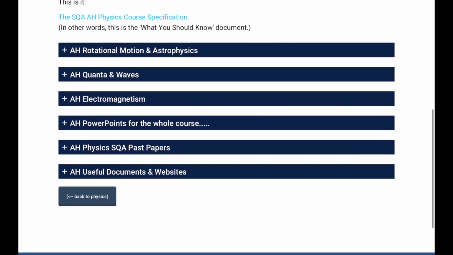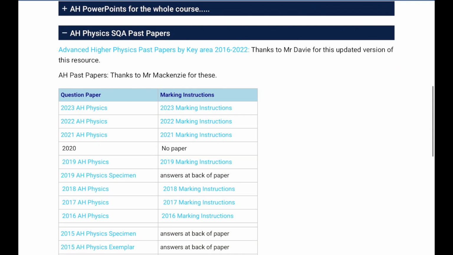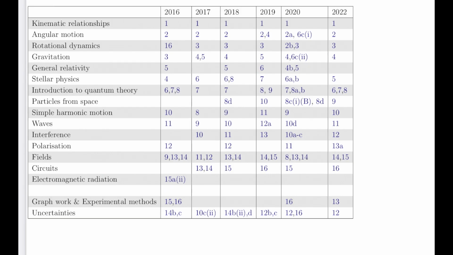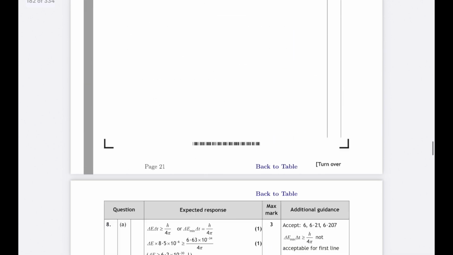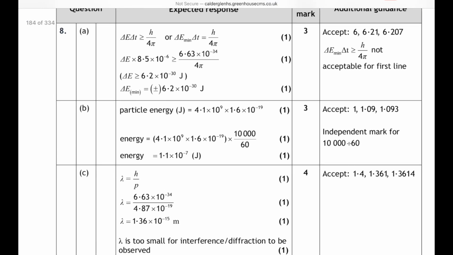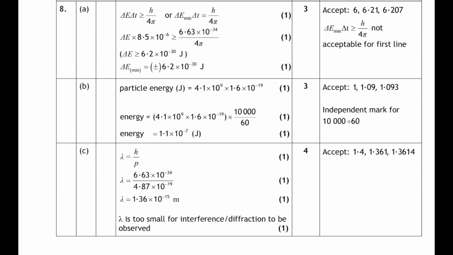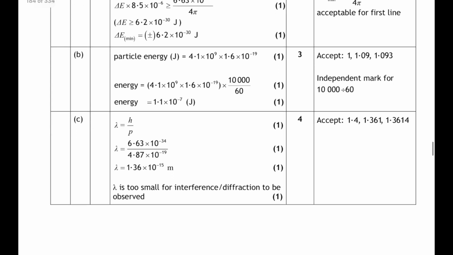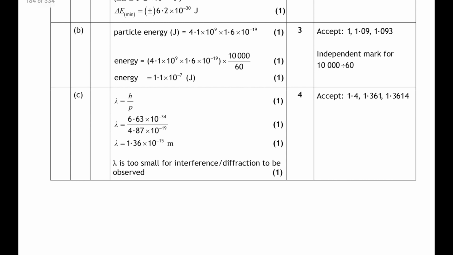And in fact, here's a good wee tip for you. If you use Mr. Davey's past papers by key area, and you click on the question that we're looking at, it's question 8, and you scroll right to the end of that, then the marking instructions are tagged on the end of the question, so no need to go looking for the separate marking instructions. They're there, and that matches what we have done. All looks good. That was the 2019 paper then.